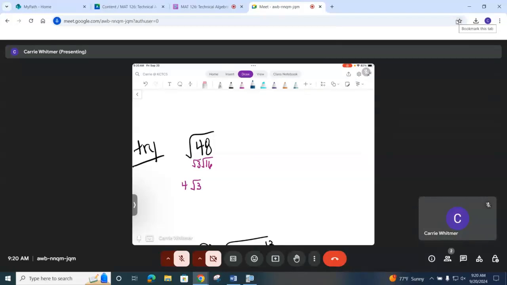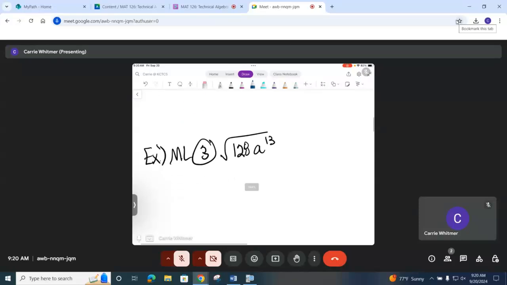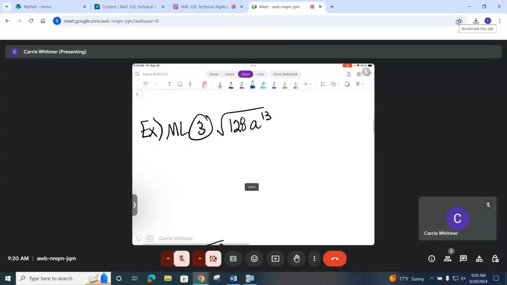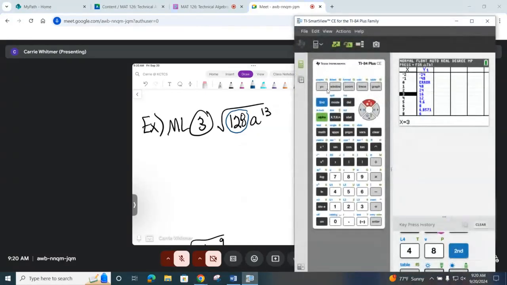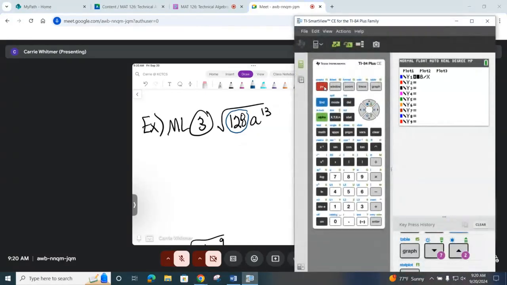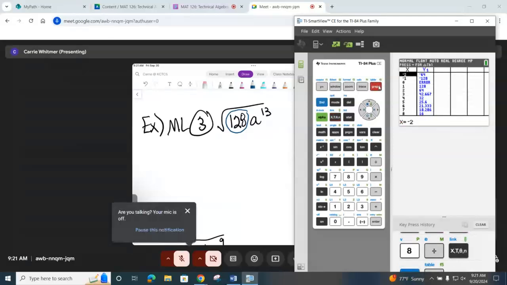Okay, the next set of problems are kind of the same, except we're going to throw in some variables. So this time I want to simplify the square root of 128a to the 13th. So let's start with the 128. That one I definitely need a little help with my factors on. So I'm going to type in 128 divided by x. I'm going to go to second graph to get my table there.